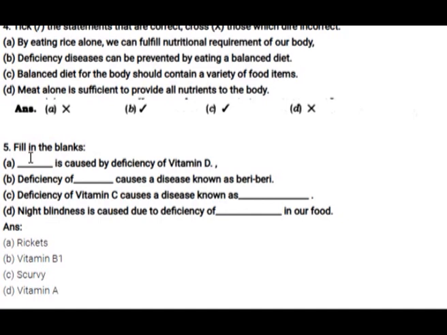Fill in the blanks. Rickets is caused due to the deficiency of vitamin D. Deficiency of vitamin B1 causes the disease known as beriberi. Deficiency of vitamin C causes the disease known as scurvy. Night blindness is caused due to deficiency of vitamin A in our food.